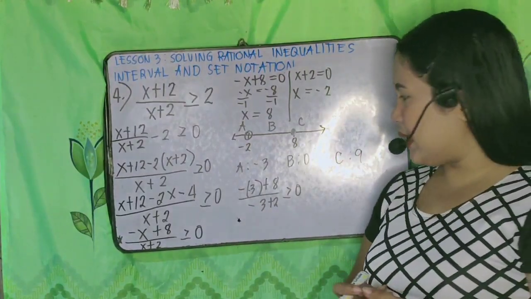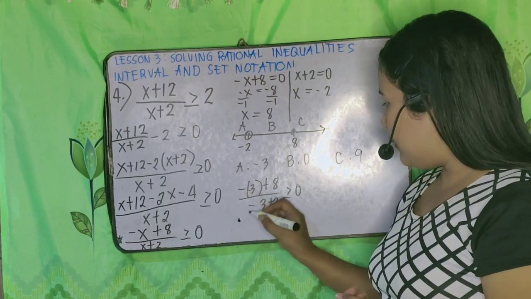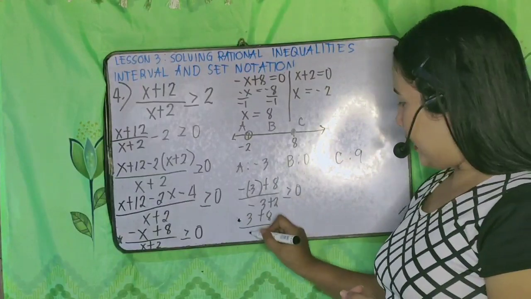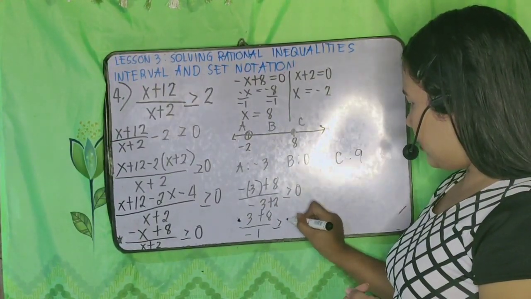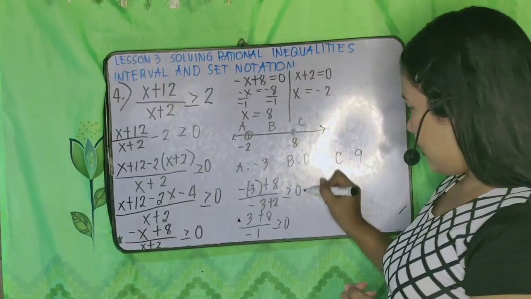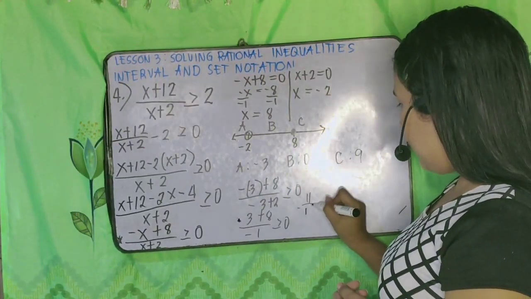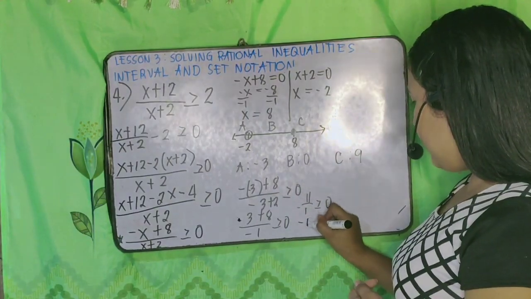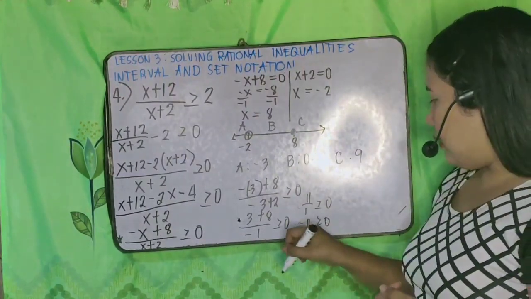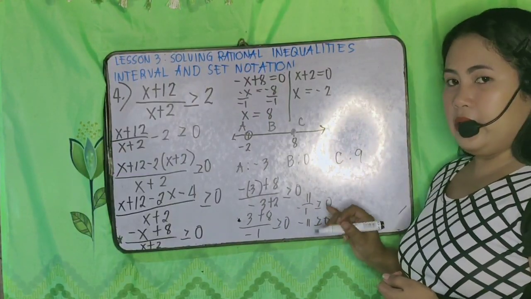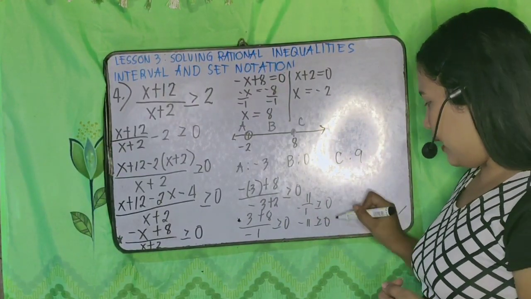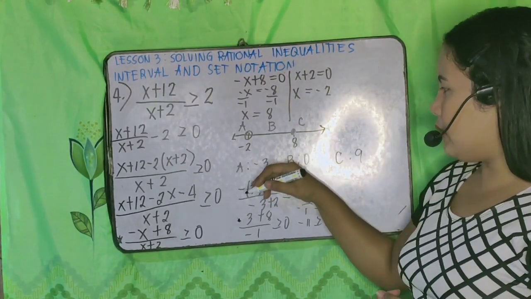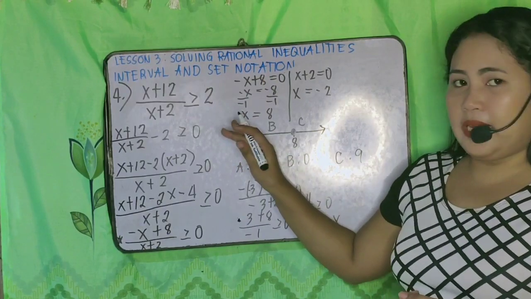Then, simplify lang natin siya. Negative times negative 3, of course, positive 3 plus 8. Then, negative 3 plus 2, negative 1. Then, greater than or equal to 0. So, 3 plus 8, so 11 over negative 1. So, greater than or equal to 0. So, negative 11 divided by 1, answer is negative 11. So, okay. So, negative 11 is not greater than or equal to 0. So, meaning, wrong po ito. Okay po? Ibig sabihin, hindi kasama yung negative 3 or yung first interval natin sa solution set.